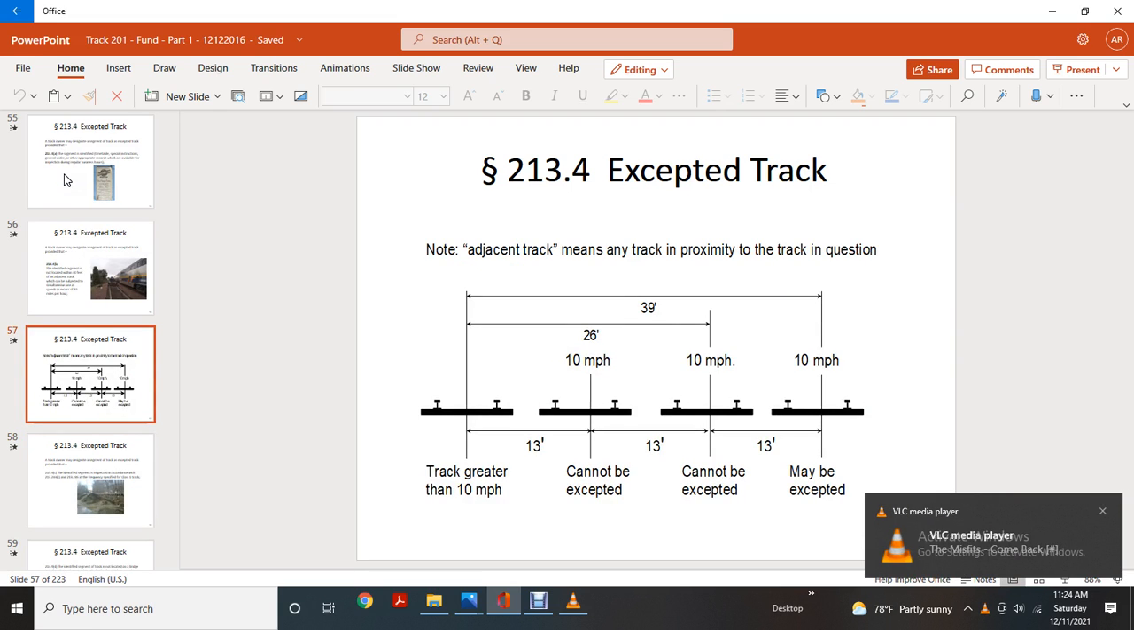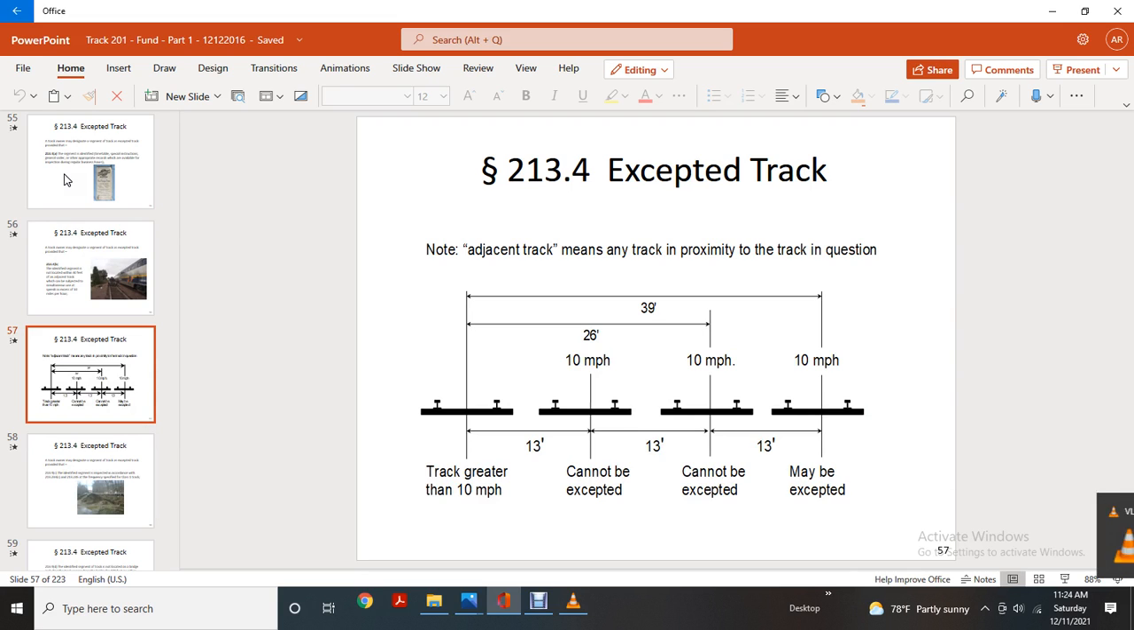213.4 excepted track, the no adjacent track means the proximity of the track of the question. Should the track greater than 10 miles an hour, cannot be 13 feet, cannot be excepted. With 10 miles an hour, 26 feet cannot be excepted, 13 feet may be excepted with 10 miles an hour. 10 miles an hour, 39, 26 and 39 feet.